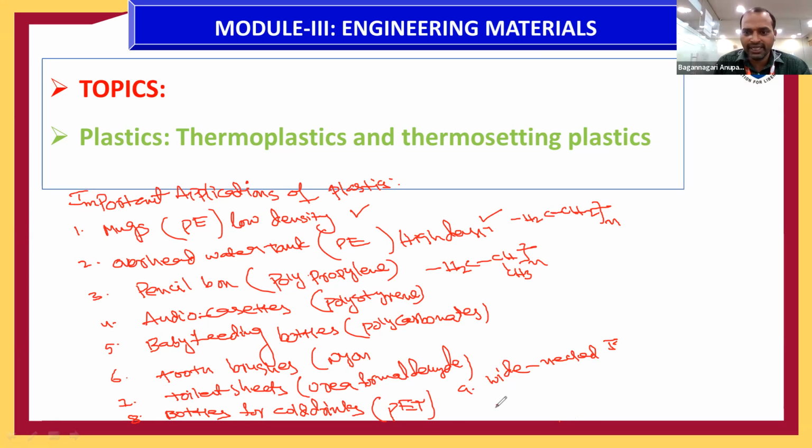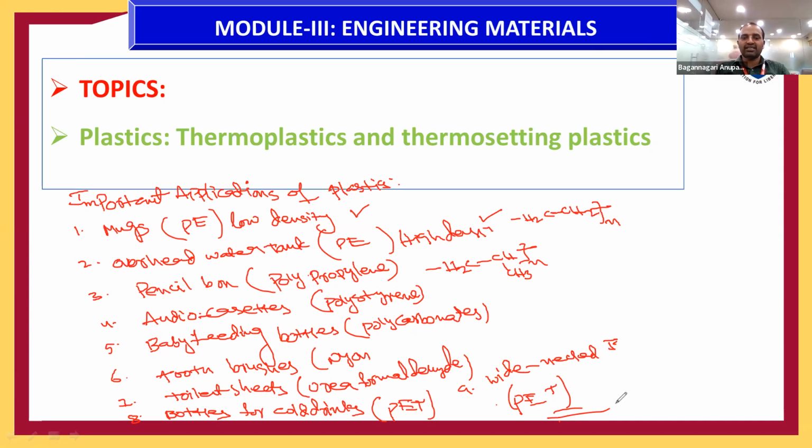So these are prepared by PET. You see the important applications of plastics: mugs are prepared by polythene or polyethylene, which is addition polymerization. Overhead water tanks are also made of high density polyethylene. Pencil boxes are made of polypropylene.